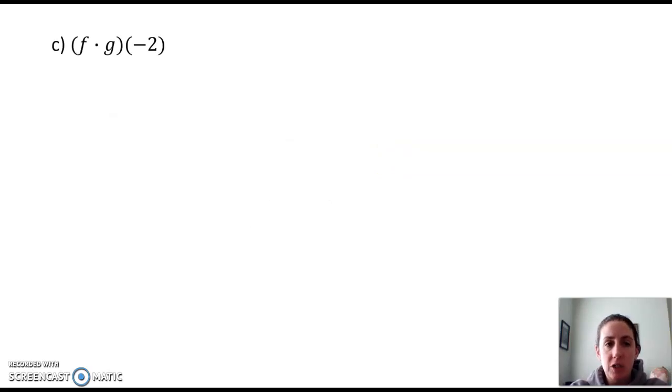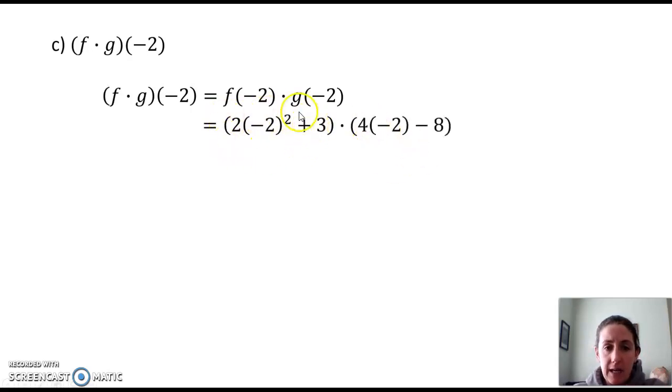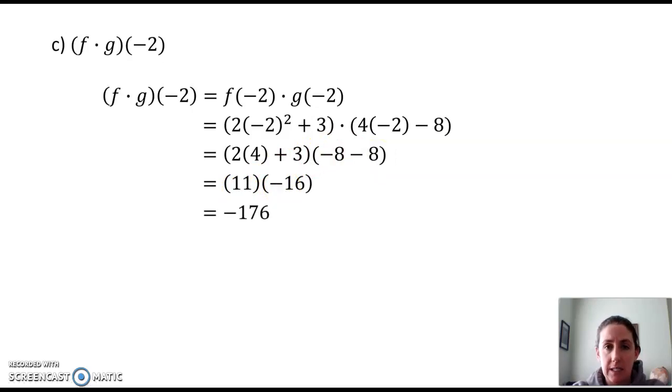f times g at negative 2. So again, we talked about how f times g at x would be f of x times g of x. Well, here what I want you to do is take f and evaluate it at negative 2, get a value. Take g evaluated at negative 2, get a value, and then multiply those two together. So here's f at negative 2, all in parentheses, g at negative 2, all in parentheses, and then I'll multiply those two values together at the end. So that's going to give me 2 times 4 plus 3 times negative 8 minus 8. That gives me 11 times negative 16, or negative 176.